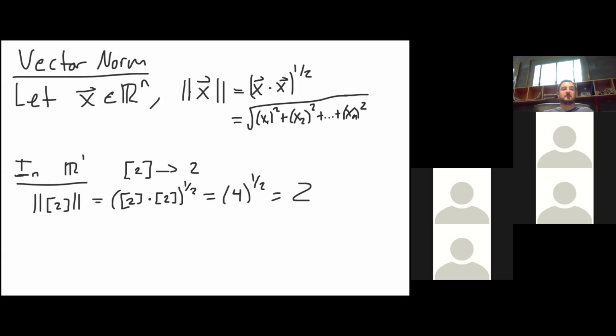And it just acts like the absolute value. If I change this up to -2, it'll become the same thing, because a -2 times a -2 gives me a +4. I take the square root of +4, it is a 2.